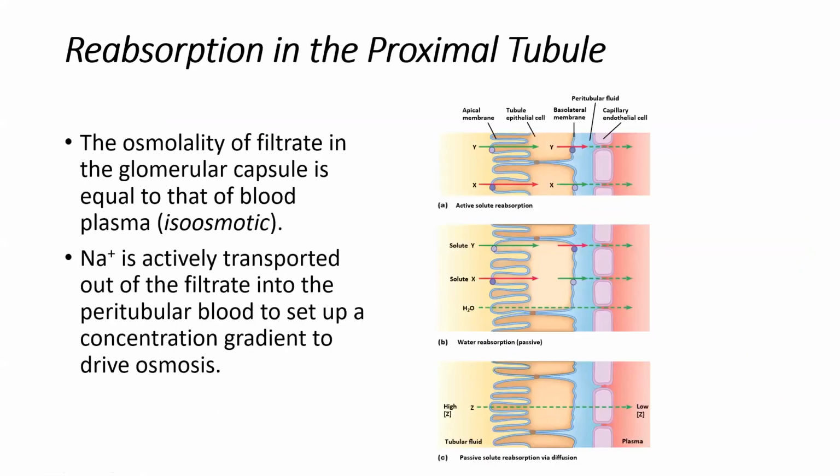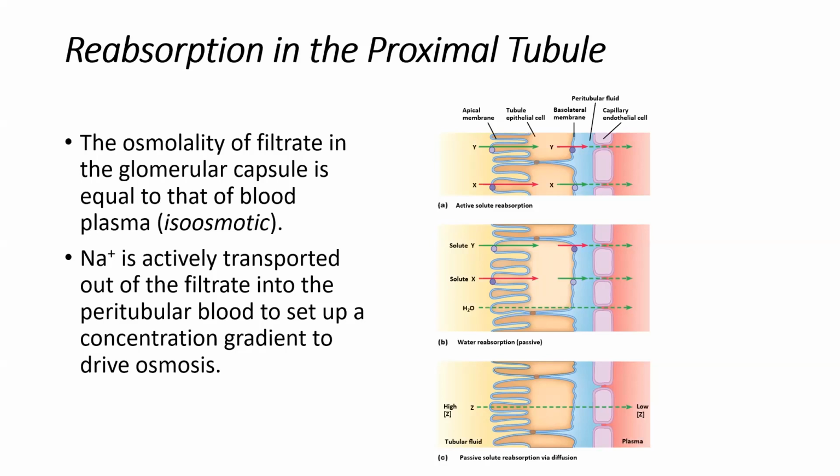Alrighty. So let's look at how these solutes can be reabsorbed across those structures that I mentioned earlier. The first thing we want to establish is that the osmolarity of the filtrate that's sitting in the lumen on this side and the osmolarity of the plasma that's sitting in the capillary on this side is exactly the same. So we've got equal osmolarity, meaning that both of these fluids are isoosmotic with regards to one another.